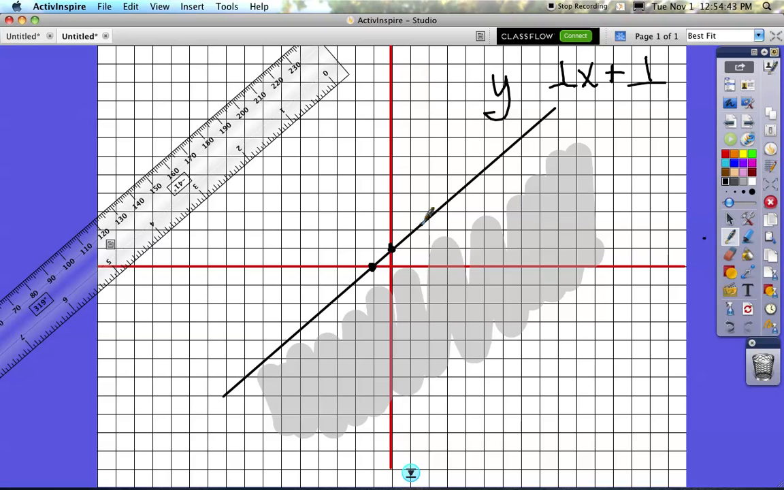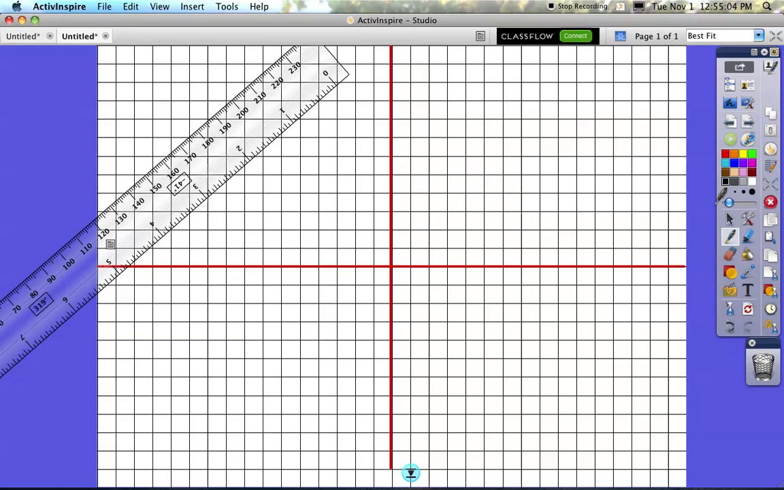Now, putting my pencil on the line. Where would I have to go to get to the shaded area? Up or down? Down. So what's my inequality going to be? Less than or equal to. It is a solid line, so it gets the equal to. Okay?